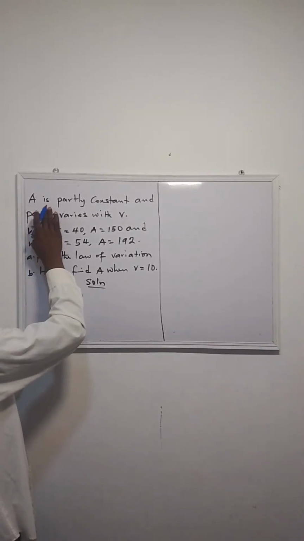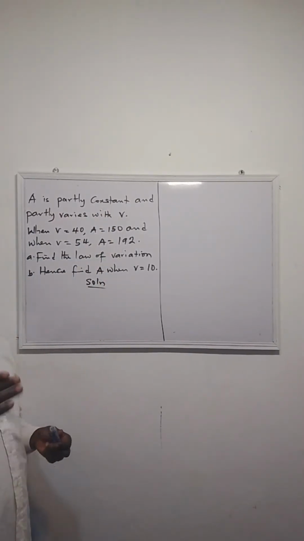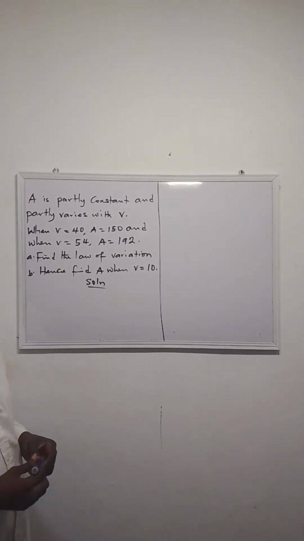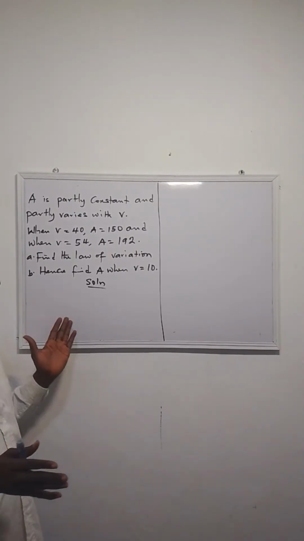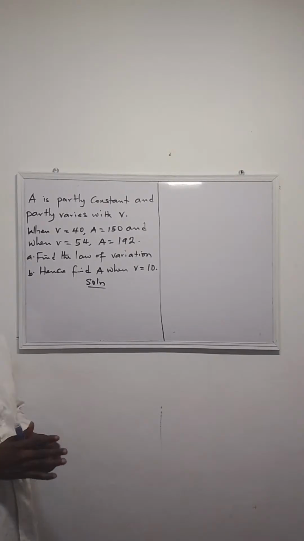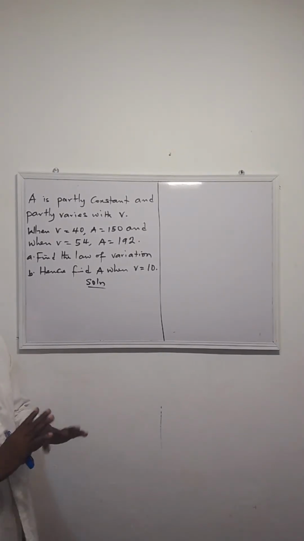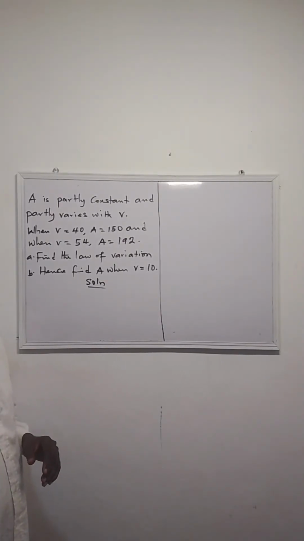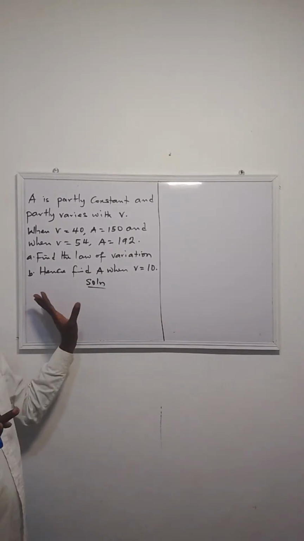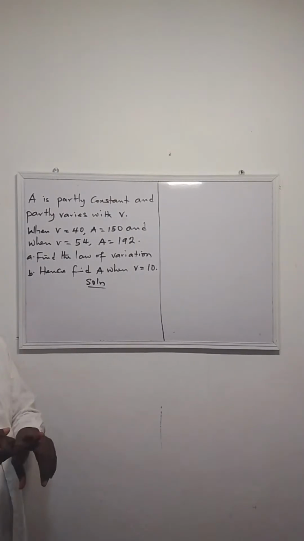Now you have A is partly constant. What that means is that A equals a constant. So you can just assume any alphabet for the constants. But in this class, I'm going to be making use of small letter a and small letter b for our constants. Because we are going to be making use of two constants in partial variation, I want the two constants to be a and b.